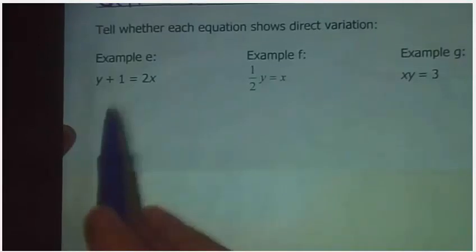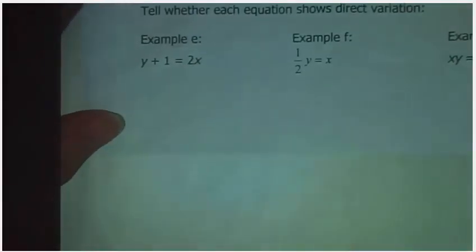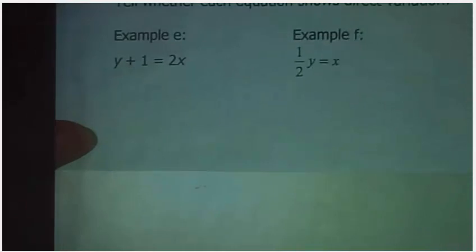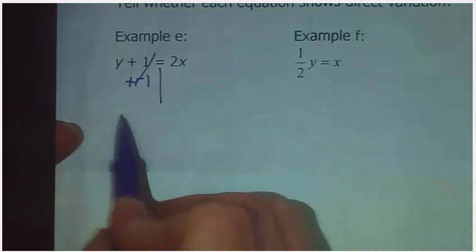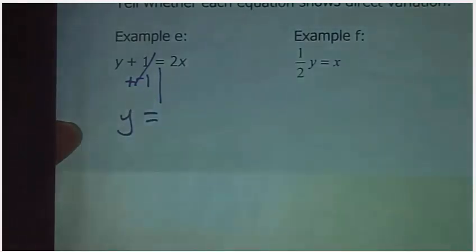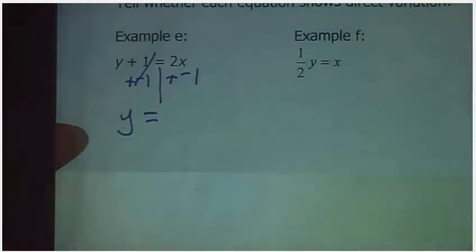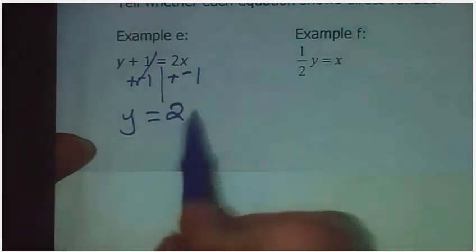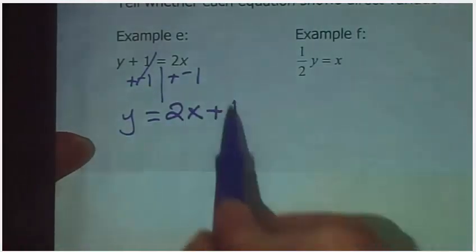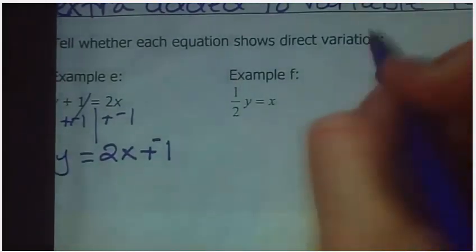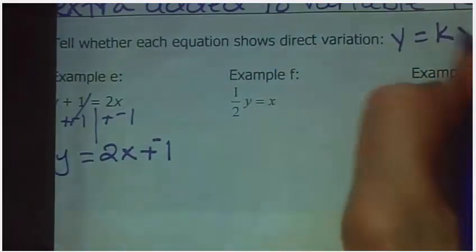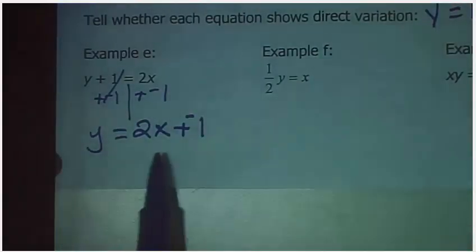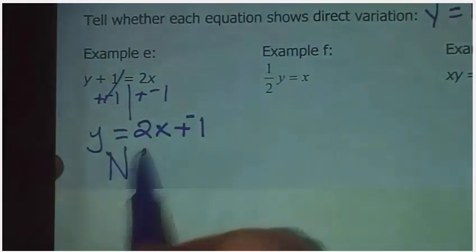What do we have to do in this particular case to get the y alone? We got to get rid of that 1. So what would I do? I would add a negative 1 to this side of the equation. So now y is all by itself, but then I have to also add a negative 1 to the other side. 2x and a negative 1 are not like terms, so I would write it just like this. 2x plus a negative 1. Does that look like this? Does it look like, well, let me write it right here. Does it look like y equals something times x? Nope, because it's got a little something extra. So here's one that is not direct variation.